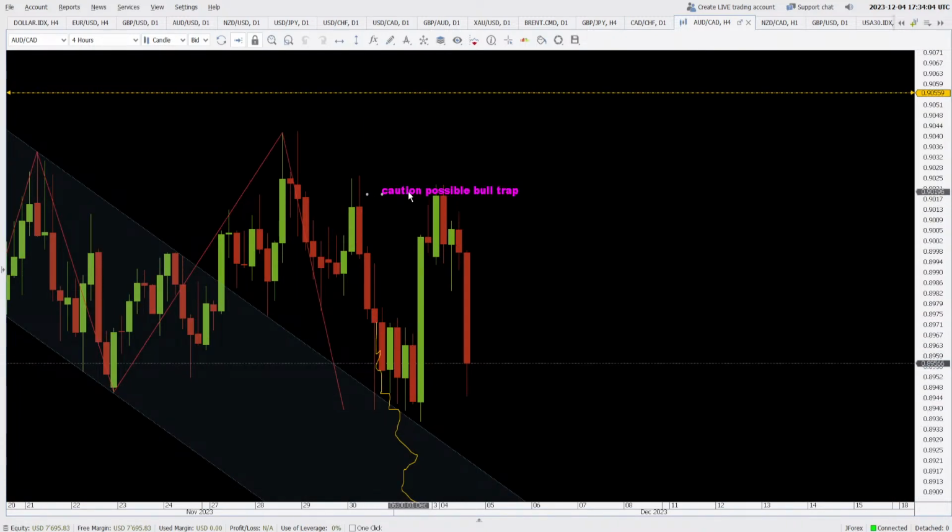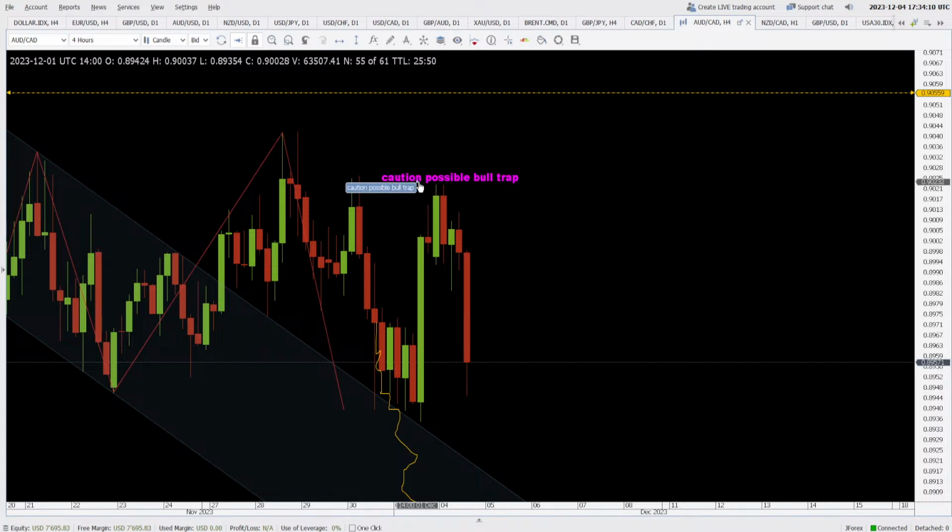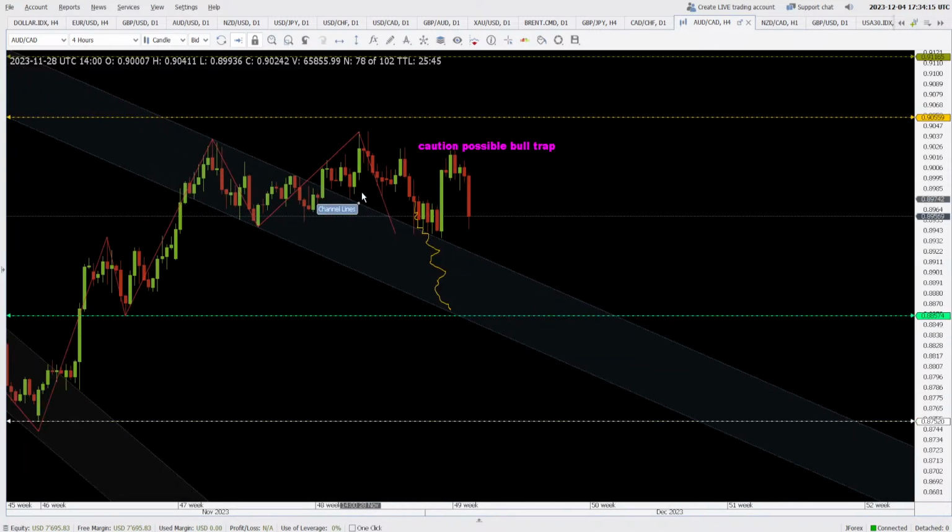I said caution, possible bull trap. Why did I say so? If you remember my Friday's webinar, I said be cautious that this is a possible bull trap. Why did I say so? Because you see, in this move down, these lows are taken out. The price was making higher highs and higher lows, but suddenly these lows were taken out. Now this is a change in the market structure. This means that these highs will not be taken out, and this is exactly what is happening.